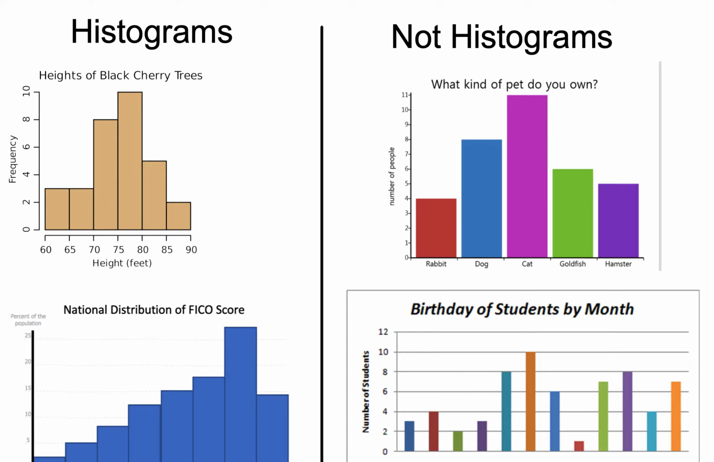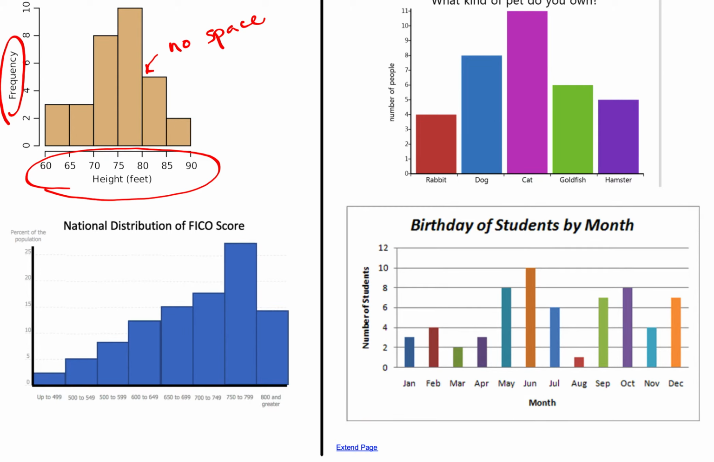Histograms have to be classes of numbers on the x-axis. There is no space between the bars. And on the side it'll have frequency. On this one down here it has percent of population. Percent, that's just a relative frequency. So you generally have frequency or relative frequency.